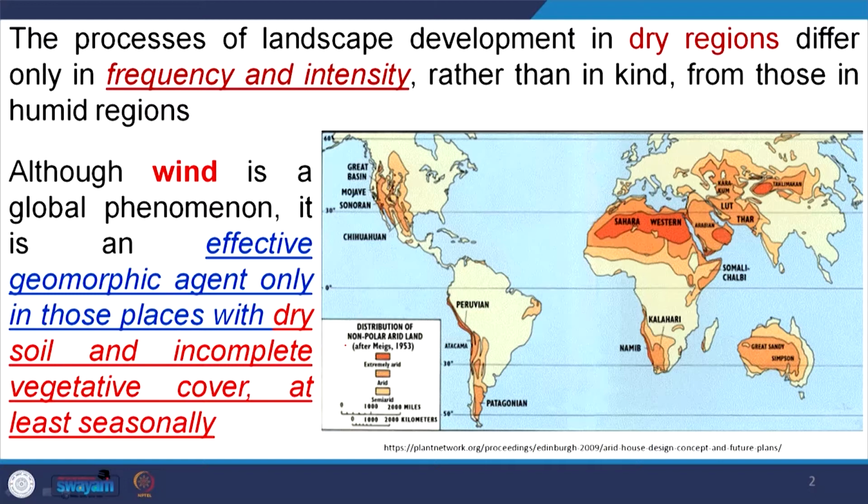Before moving to arid zone geomorphology, we must first define what an arid zone means. The process of landform development in a dry region differs only in frequency and intensity from the humid region. It is very important to understand this. In the arid region, the frequency and intensity of landform formation and modification is higher as compared to the humid region. For example, in the arid region it is mostly dry, with loose sediment and a lack of vegetation cover.